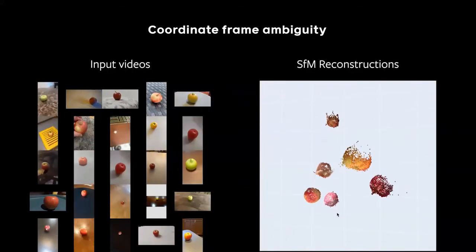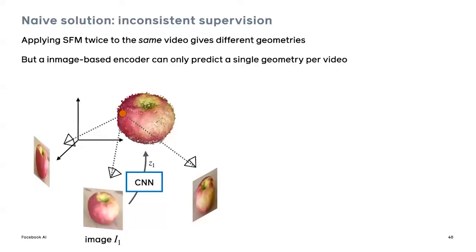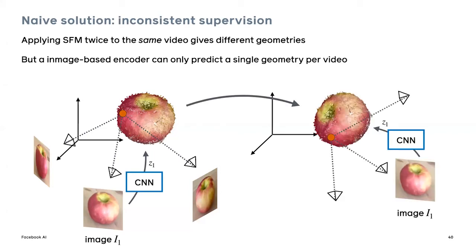All right. So if you then naively try to get a network to learn that, that doesn't make sense for the network, because the network is going to try to perform a reconstruction from an image. And if you supervise it with the geometry that you've got from structure from motion, well, that's completely ambiguous. Even if you put in twice the same video into structure from motion, the same exact videos, because of randomization in the way things are done, you're going to get different solutions.